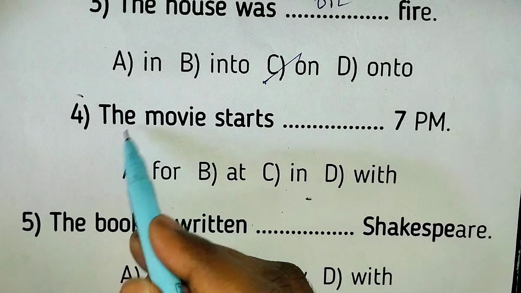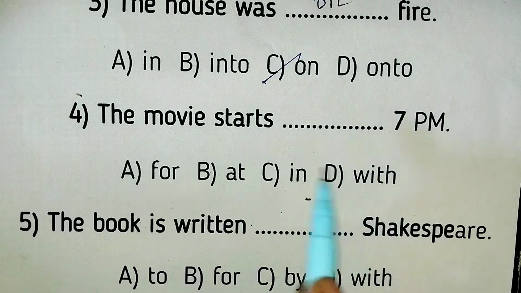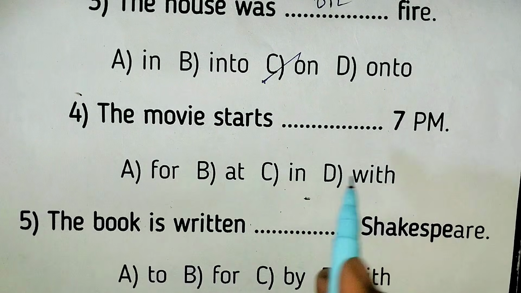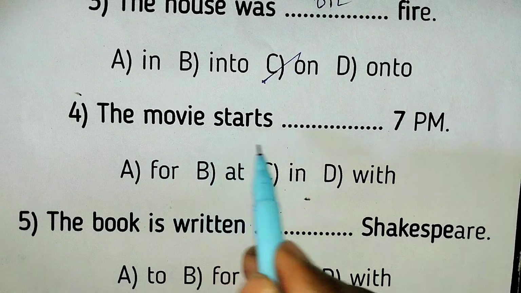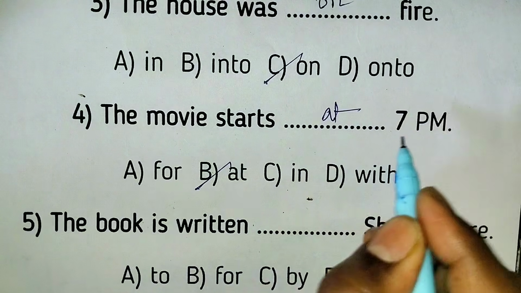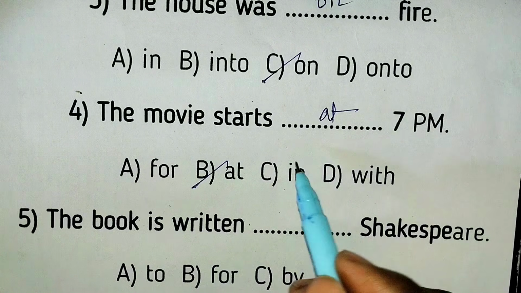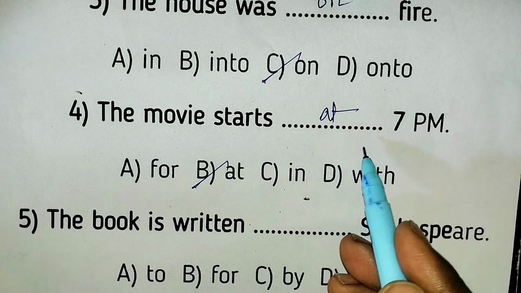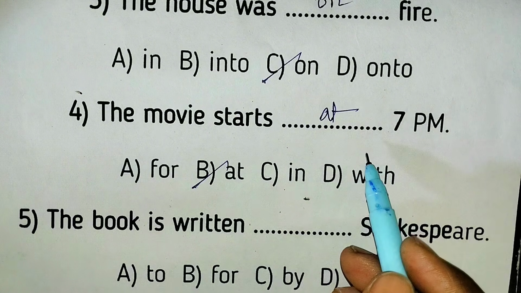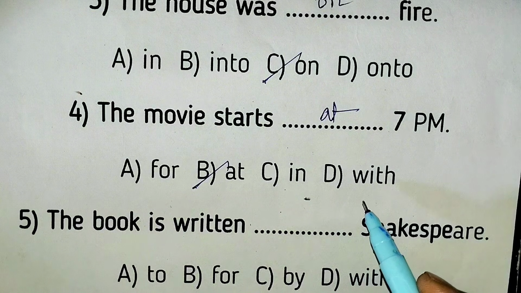Next, the movie starts dash 7 p.m. What is the right answer? For, at, in, with. So look, the movie starts at 7 p.m. Actually, at is used to indicate a specific time. So here 7 p.m. is a specific time. So we cannot use for, in, or with.